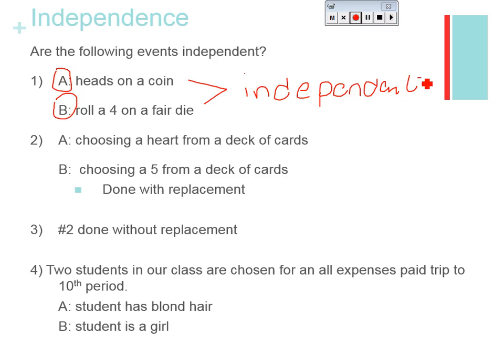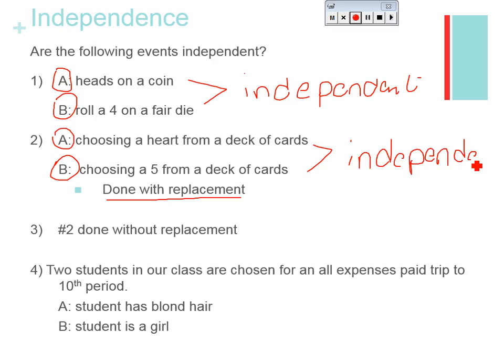For number two, we have choosing a heart from a deck of cards as event A, and event B is choosing a 5 from a deck of cards. Note here that this is being done with replacement. Since this is being done with replacement, both events would be chosen out of 52 cards. That would also make both of these events independent.